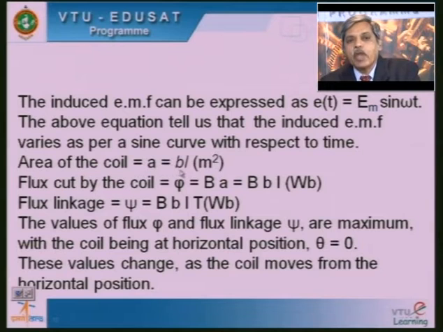The coil can be a multi-turn coil or a single turn coil, with the length of the conductor as L and width as b. It will have an area A equal to bL meter square. The flux cut by the coil will be B multiplied by the area of the coil, measured in Webers, and it is given by phi equal to BbL. B is the capital B, which is the flux density in Webers per meter square. b into L will give us the area of the coil.